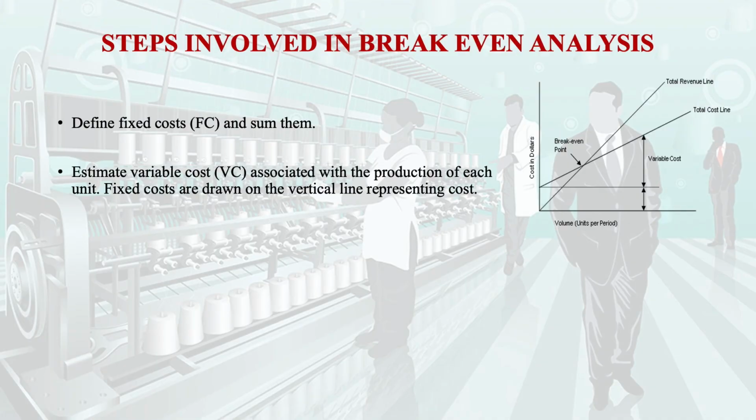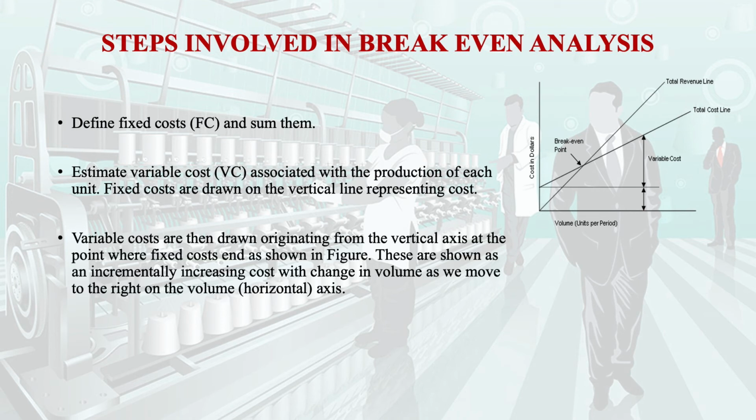By taking various examples, we have seen how you will conduct the break-even analysis. In short, we will again explain the different steps which are involved in the break-even analysis. First step is to define the fixed cost. What are the different types of fixed cost? You need to sum them up so that you will get a single entity as a fixed cost. Estimate the variable cost associated with production of each unit.